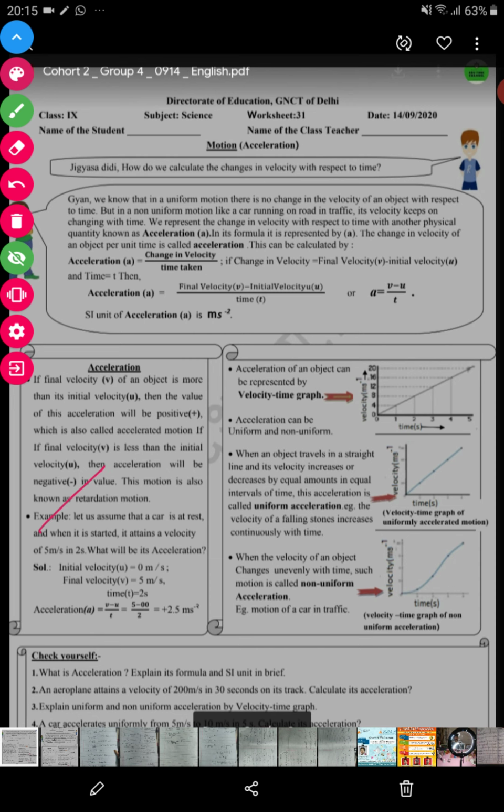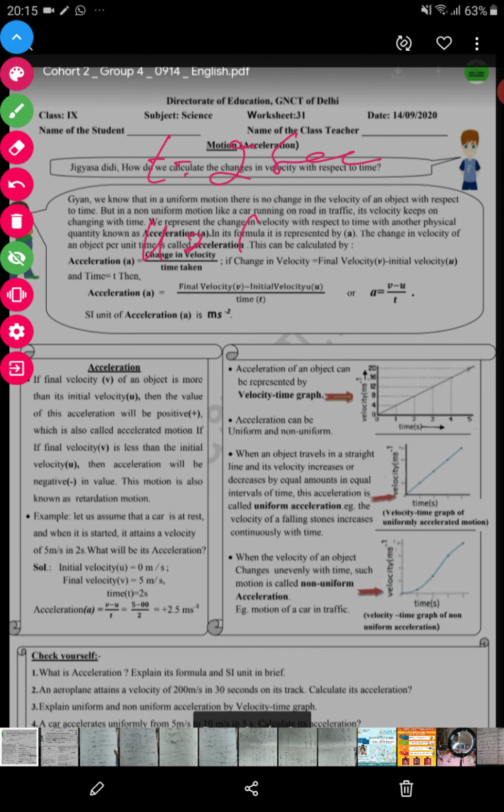See this example they have given you. Let us assume a car is at rest, and when it is started, it attains a velocity of 5 meter per second in 2 seconds. Okay, so you have to find out the acceleration. See, we have time 2 seconds.